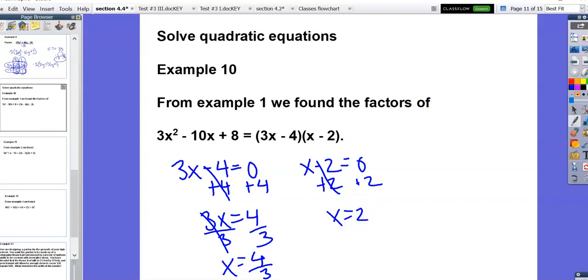So our two solutions are x equals 4/3 or x equals 2.